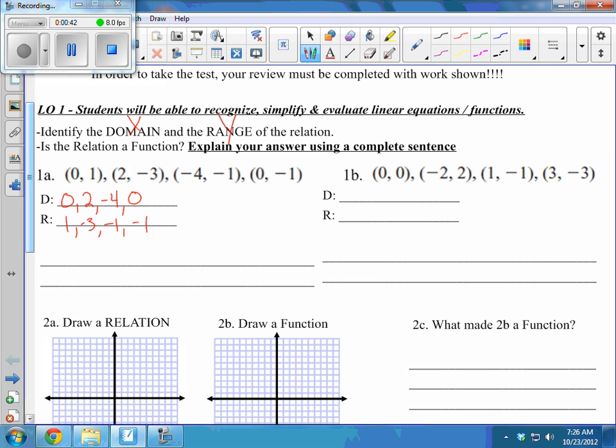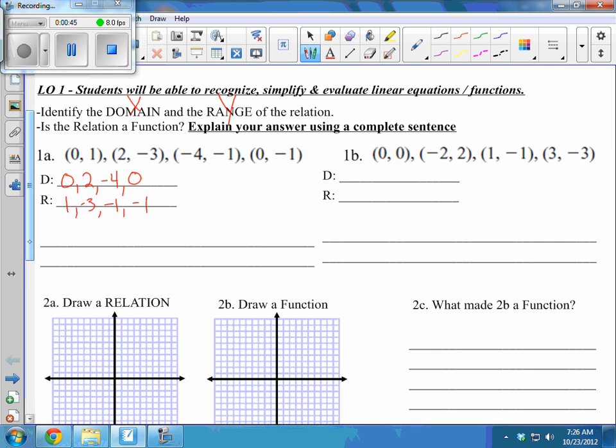Now, in the question, is the relation a function? Number one is not a function, and the reason why it's not a function is because this x variable of 0 is appearing twice. So when I put my answer in a complete sentence, I might write something like this. The relation is not a function because x coordinates repeat.